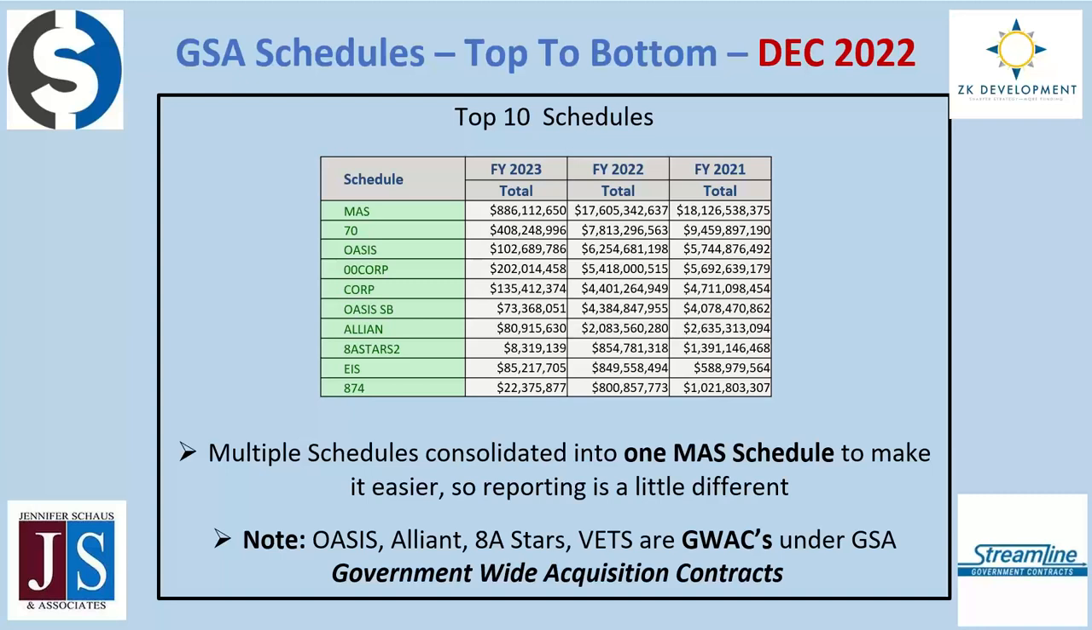And again, as you can see, historically Schedule 70 has definitely been one of the largest GSA schedules, but now it's all under the MAS schedules. But you can also see the contracts that are being awarded on OASIS and OASIS Small Business. Next slide.